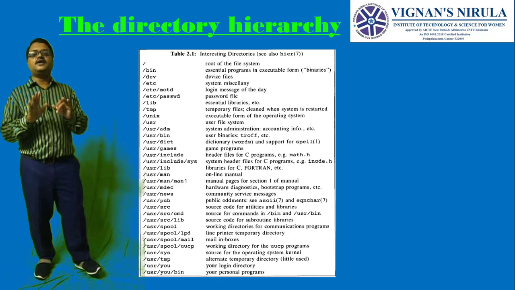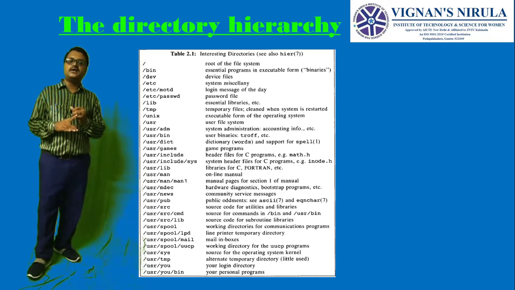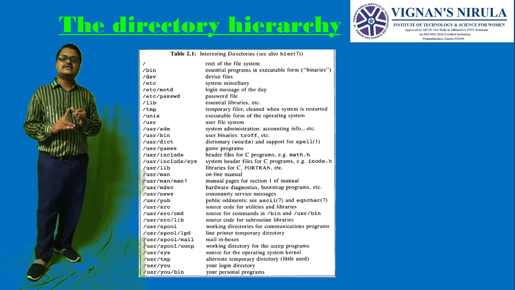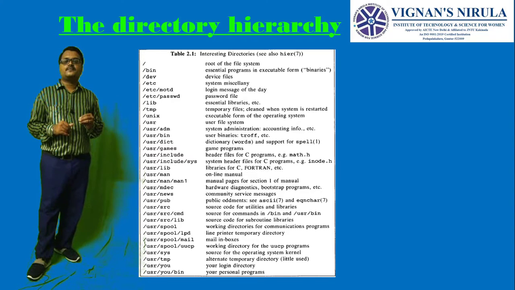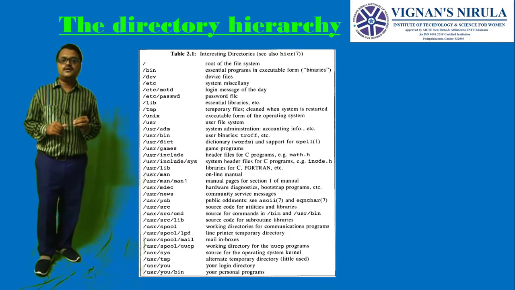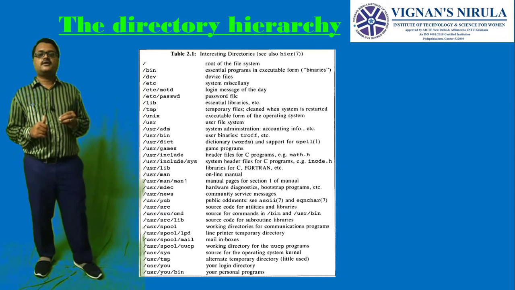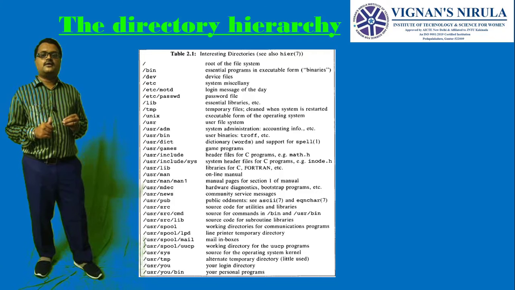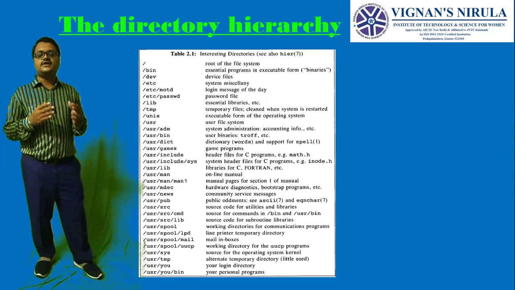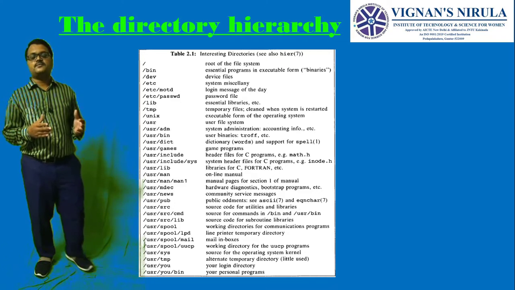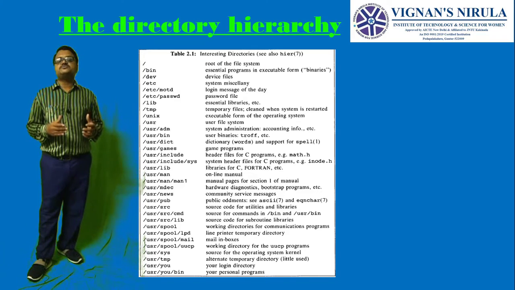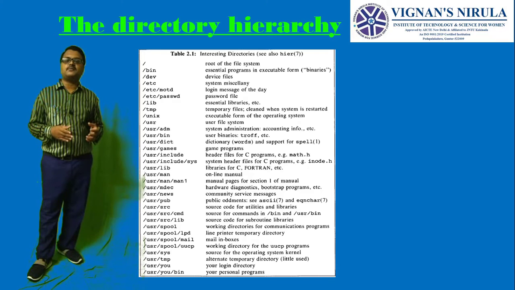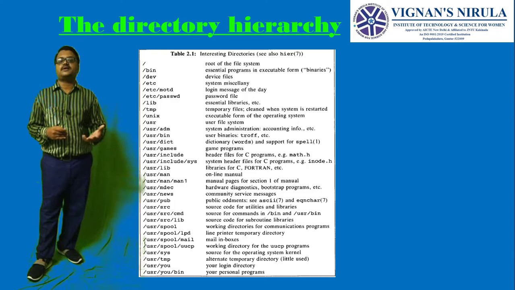There are seven directories which you should remember: /bin, /lib, /etc, /unix, /tmp, and /usr. These are the different directories present in the directory hierarchy of Unix. The first is /bin. What does /bin contain? /bin contains the commands. And what does /lib contain? /lib contains libraries, for example the cpp library.